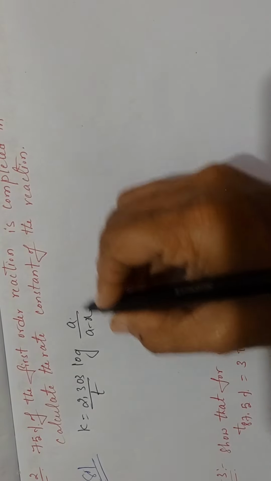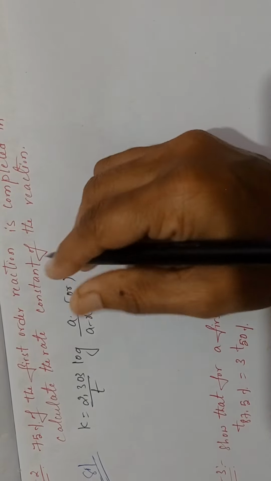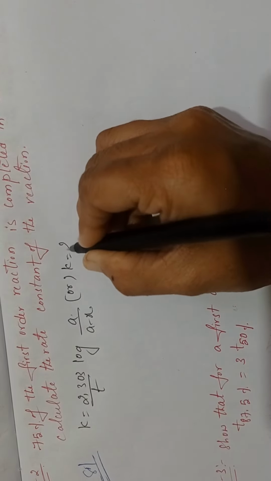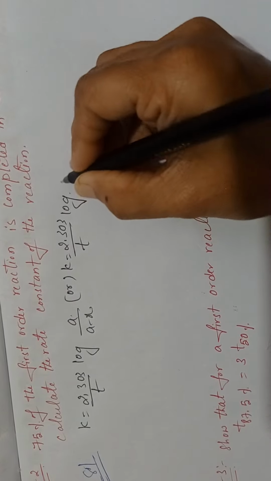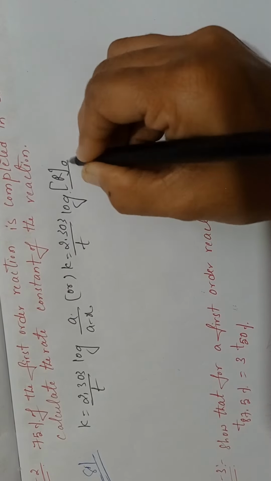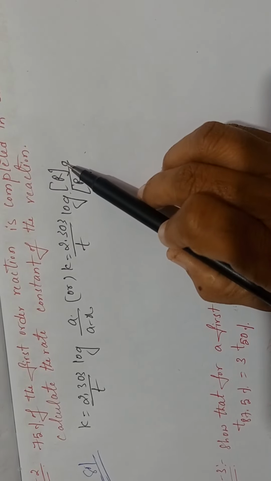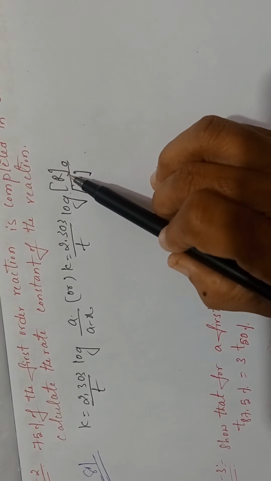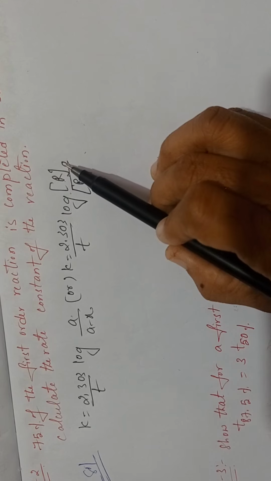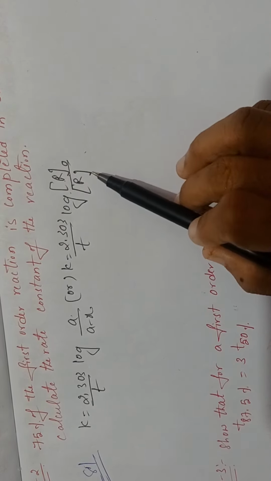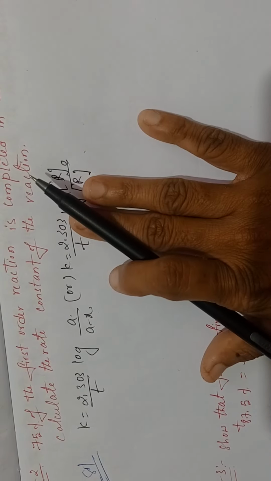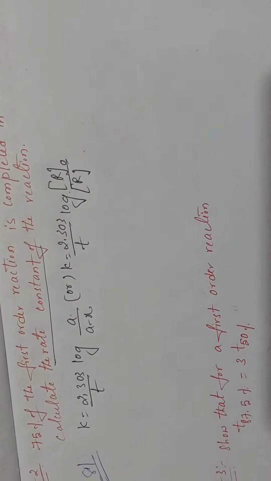Or we can use another formula also. That is K is equal to 2.303 by T into logarithm of [R]0 by [R]. This also we can use. The 0 indicates initial, and the square bracket indicates concentration of the reactant. [R]0 is the initial concentration of the reactant, and [R] is the final concentration of the reactant, students. By using this formula, we have to find the rate constant of the reaction.